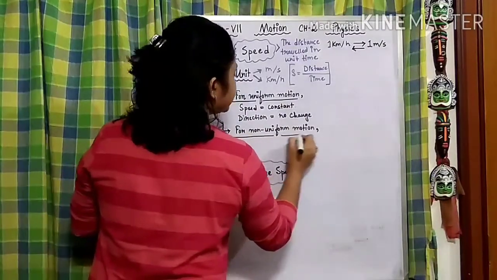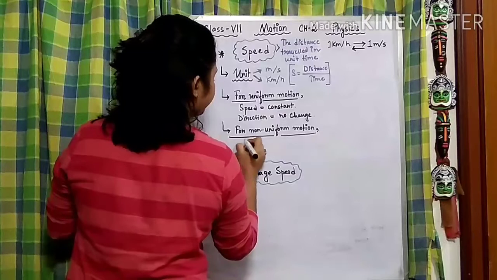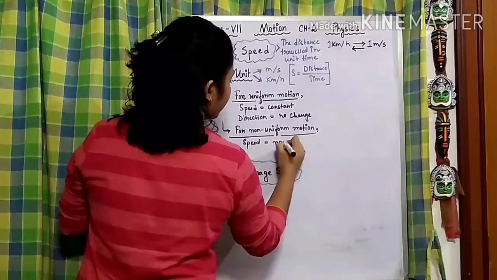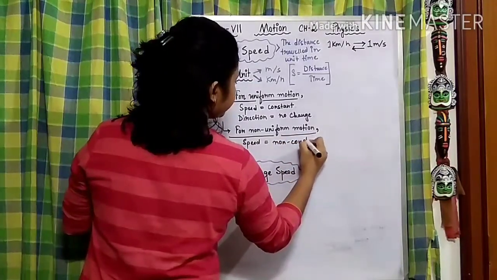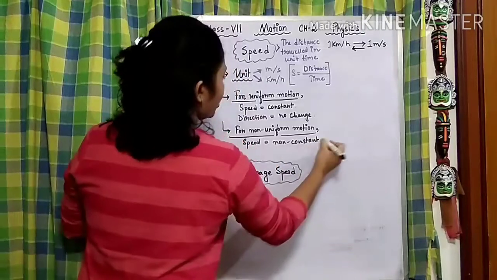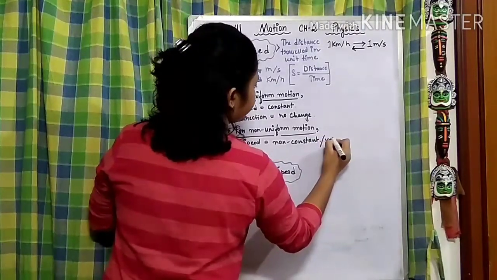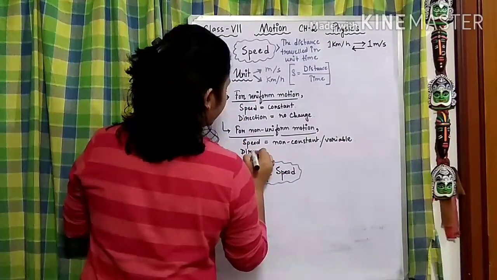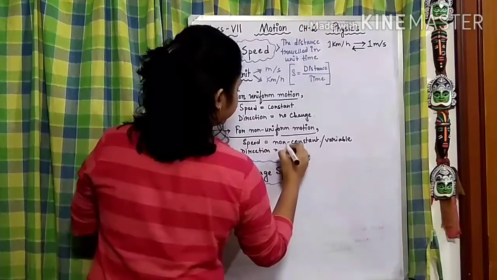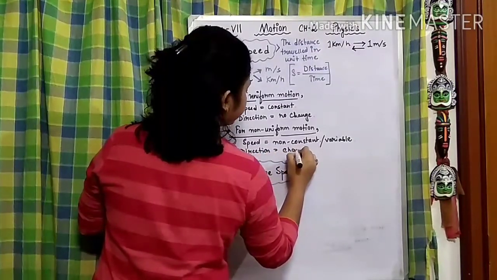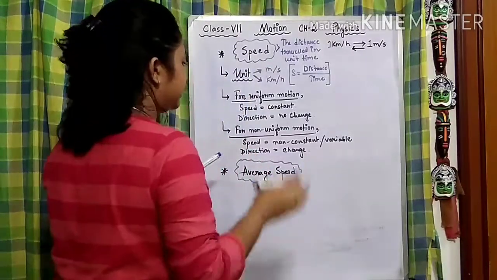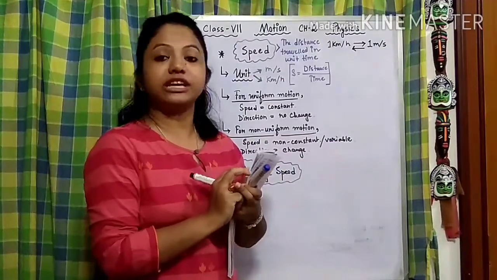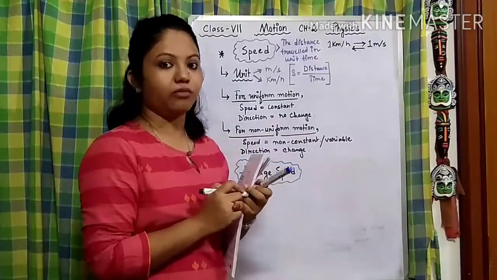Now exactly the opposite will be followed in the non-uniform motion, right? Where the speed will be non-constant and or variable, we can say, and the direction also can change. Okay, it is not mandatory that the direction has to change, but it can change because it is also a condition for the non-uniform motion.